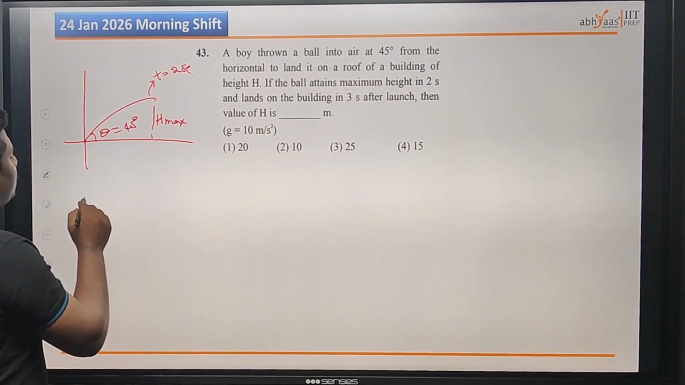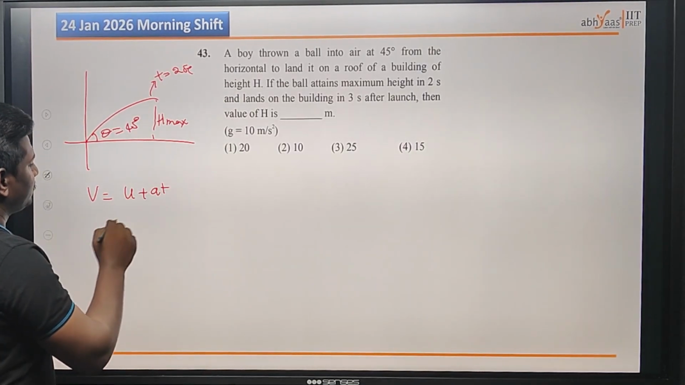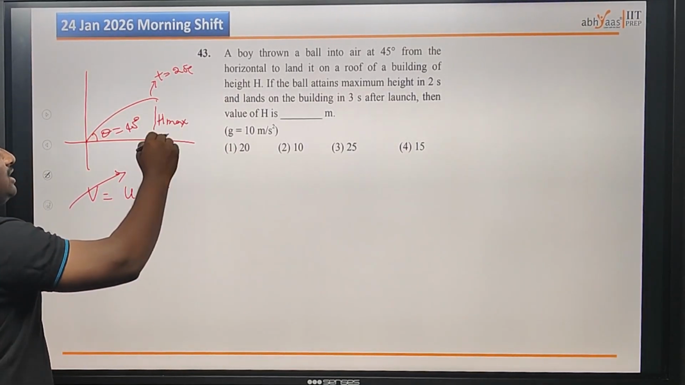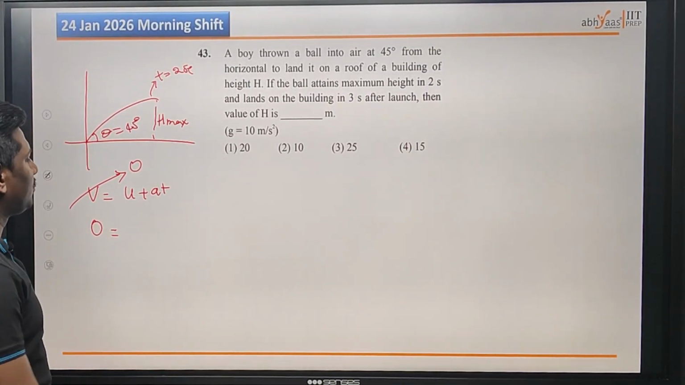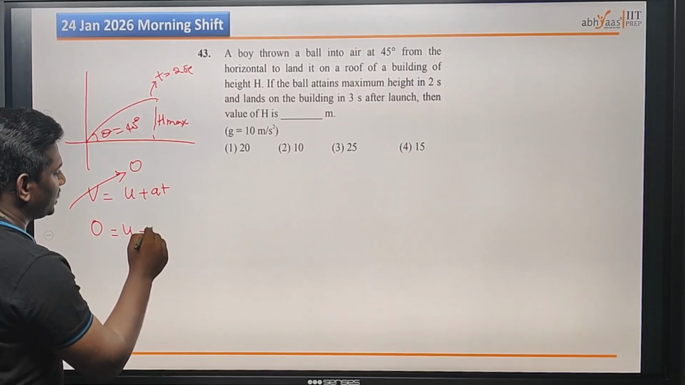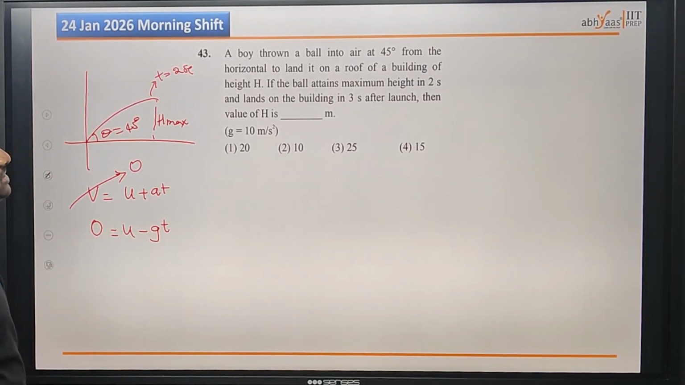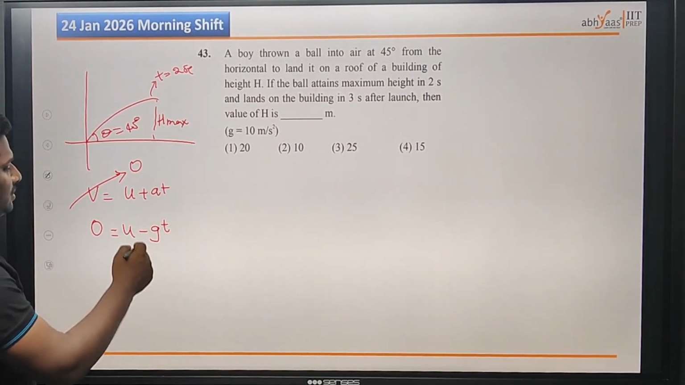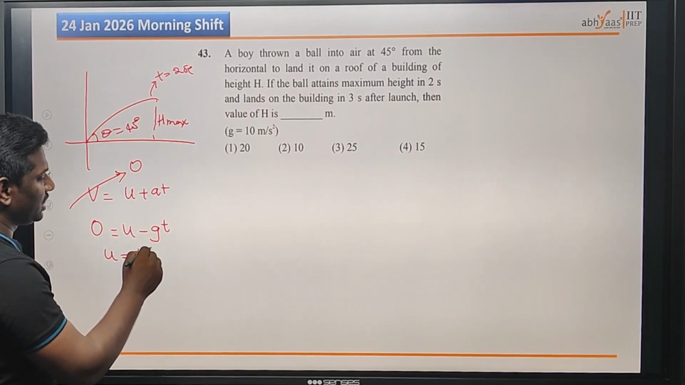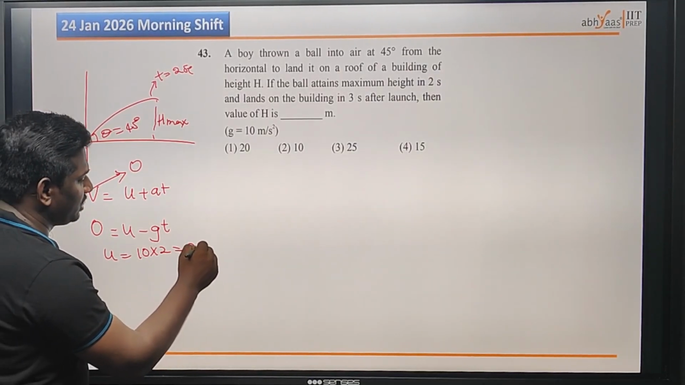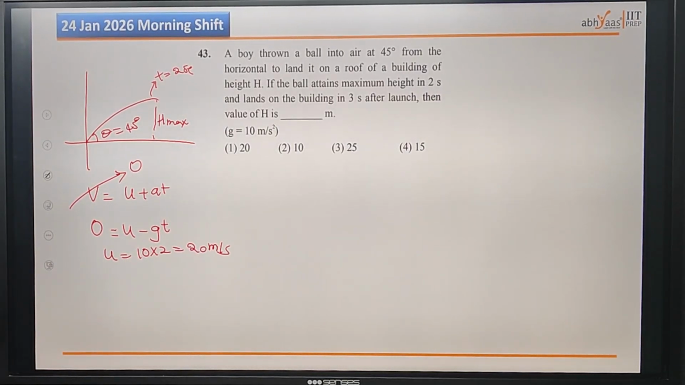V equal to u plus at. In this condition, at a maximum height, velocity is 0. So 0 equals u minus acceleration due to gravity into t. u can be written as 10 into 2, that is nothing but 20 meter per second. This is our initial velocity.